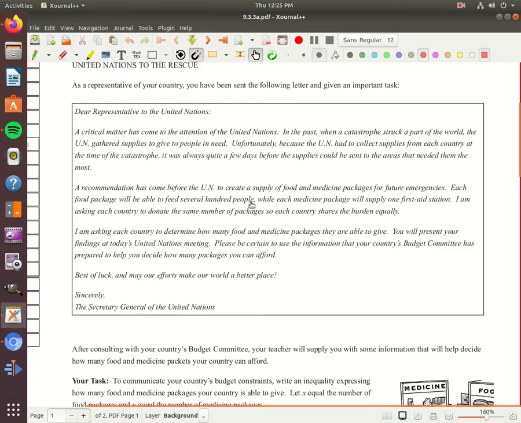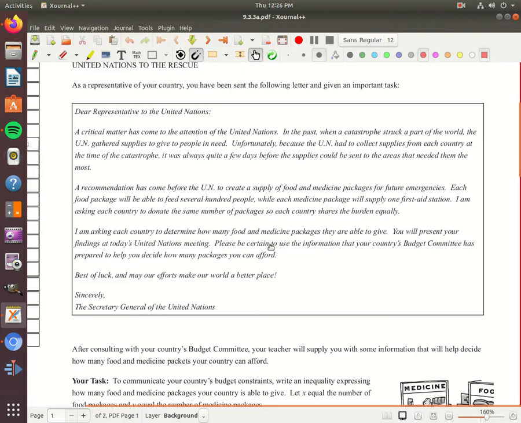A recommendation has come before the United Nations to create a supply of food and medicine packages for future emergencies. Each food package will be able to feed several hundred people, while each medicine package will supply one first aid station. I am asking each country to donate the same number of packages so each country shares the burden equally. I am asking, so that's important, everyone's going to have to donate the same amount of food and medicine. Well, that's not true, but the same amount as each other though.